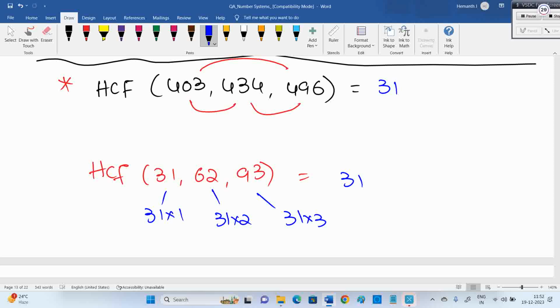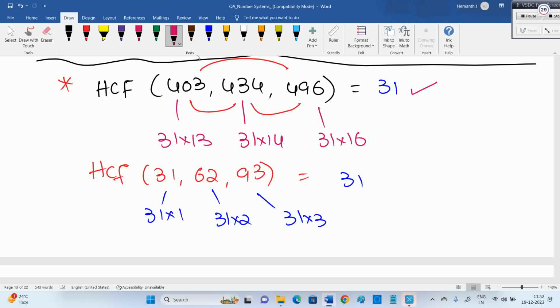I'll give you one more example, there you will get clarity. Take difference between the numbers, then find HCF. That value may be HCF for the given numbers. How to decide, sir? Is the given number divisible by 31 or not? Yeah, 403 is actually 31 into 13. This is 31 into 14. This is 31 into 16. Yeah, 31 is correct only.